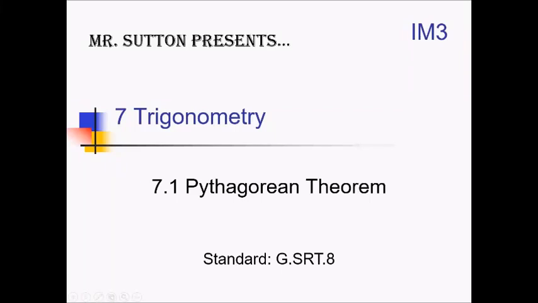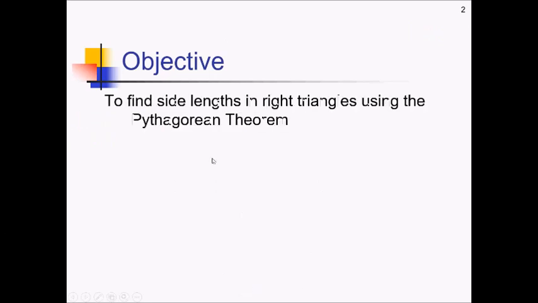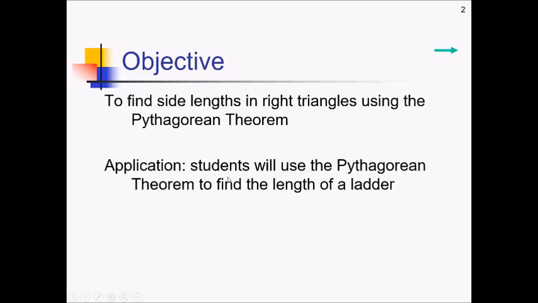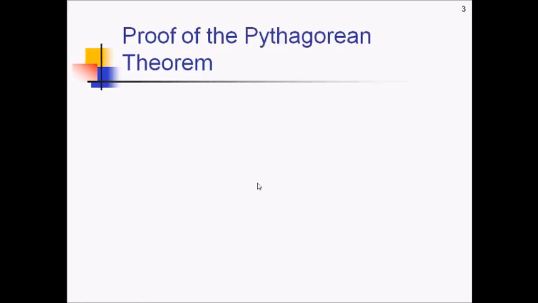Hello there, Mr. Sutton here, bringing you this lesson on the Pythagorean Theorem. In this one, among many other things, we will be using the Pythagorean Theorem to find side lengths in right triangles. And as just one of many applications, we're going to use this to find the length of a ladder. To start things off, we're going to play a little spatial game.